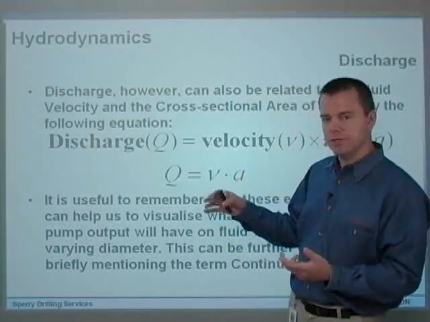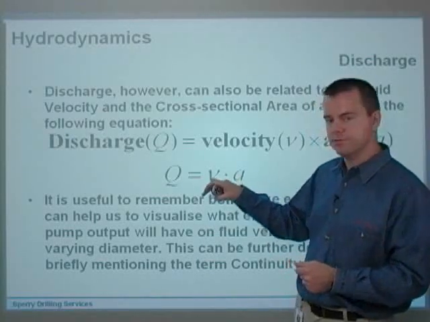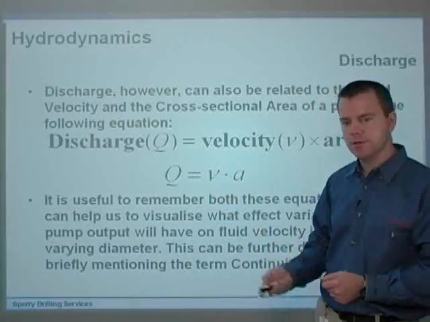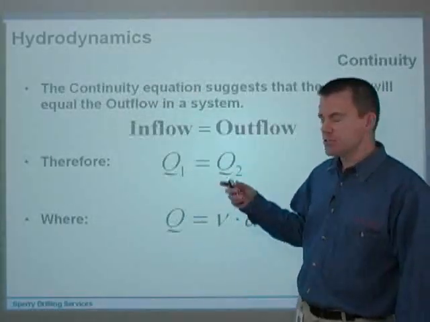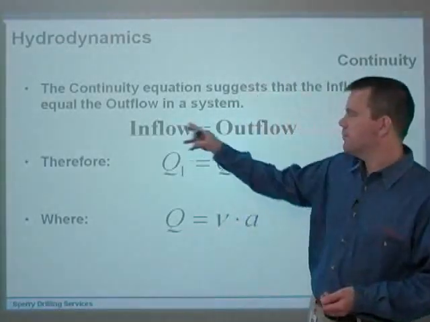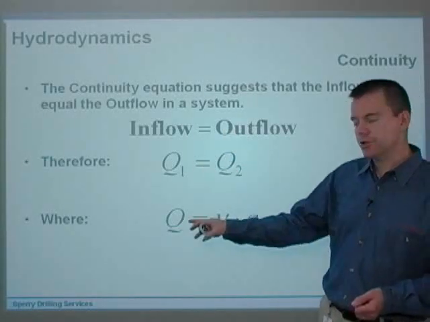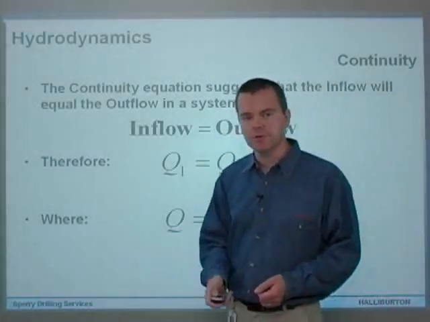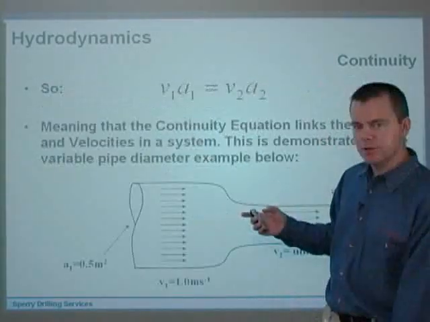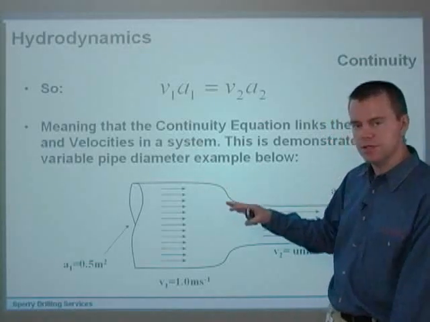If you know the flow in gallons per minute, you can then work out the effect on the velocity of that fluid through a pipe if you know the cross-sectional area of the pipe. The continuity equation suggests that the inflow will equal the outflow in a system. So whatever you pump in will come out. So Q1 equals Q2, where Q equals VA, as I mentioned before. So flow equals velocity times area. The continuity equation links areas and velocities in this system.